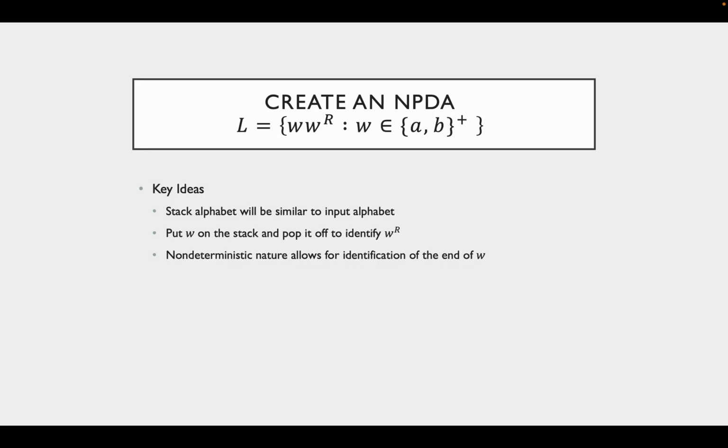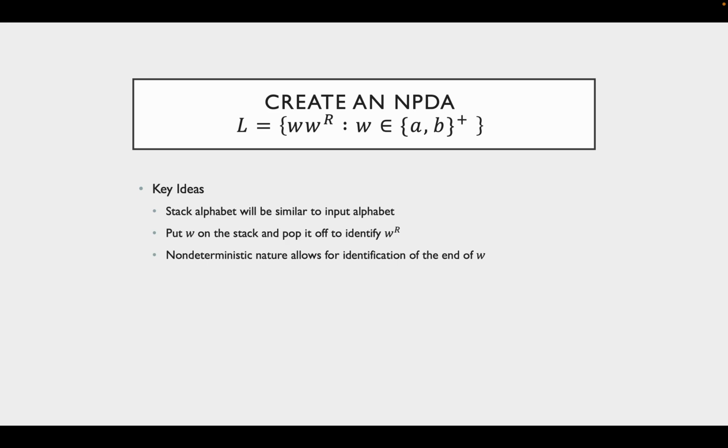The key ideas to creating this NPDA is that we're going to have a very similar stack alphabet to our input alphabet. In fact, we're just going to include one additional symbol, which is going to be our stack start symbol. We're going to put W on the stack and pop it off to identify WR, because if we push W in order onto the stack, when we pop it off, it'll come off in reverse order.